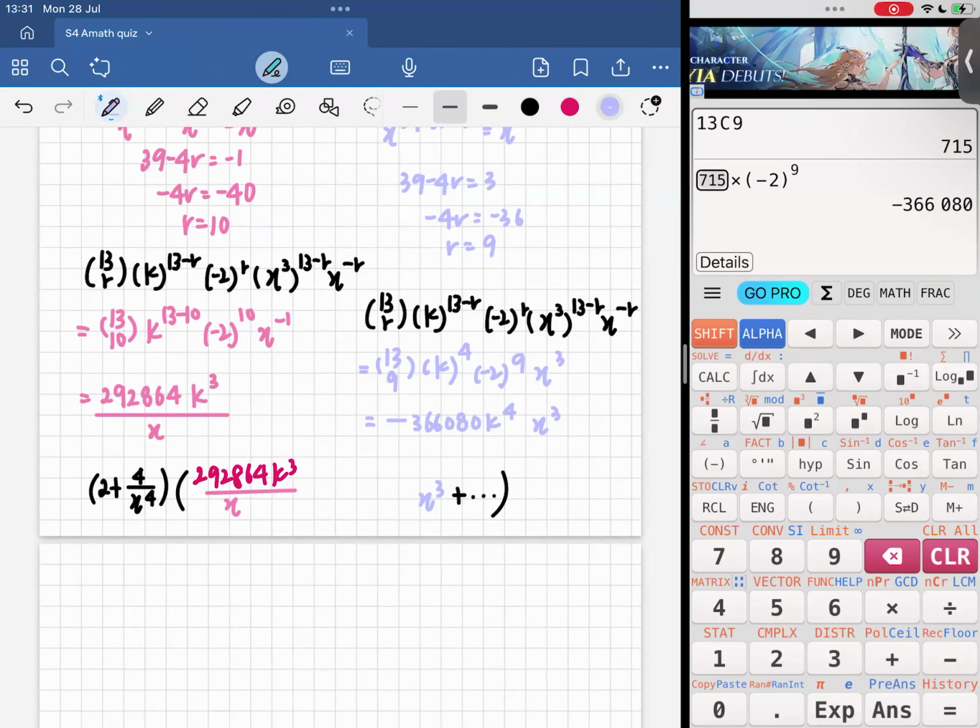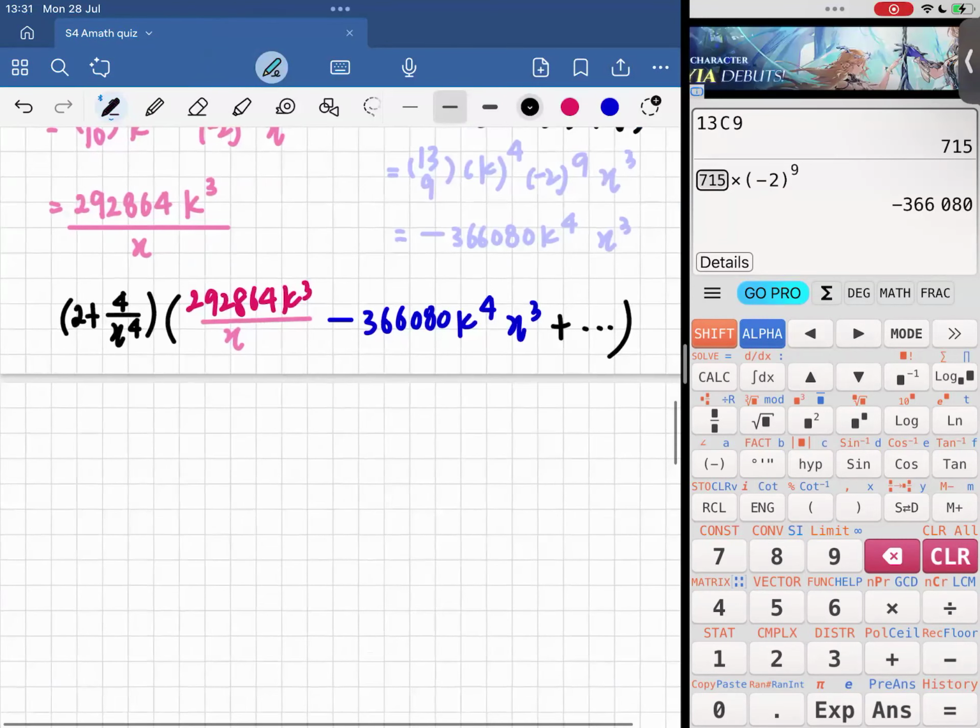Then the other blue one is a darker blue. So this one is my plus and negative, so I put minus: 366080 k to the power 4 x cubed. This one here has plus dot dot dot. Okay, so we're going to expand accordingly. We don't need the rest, right? We just need the coefficient of 1 over x, right?